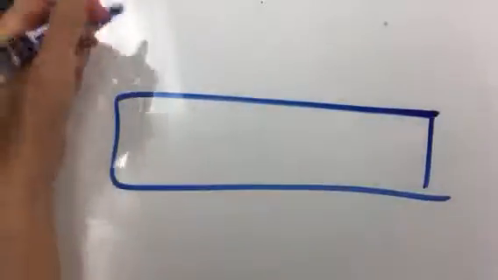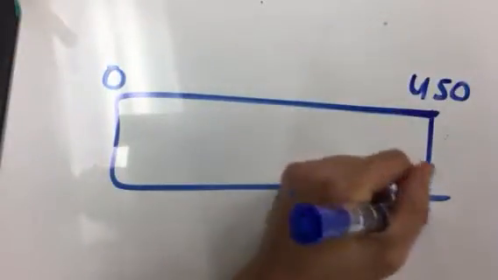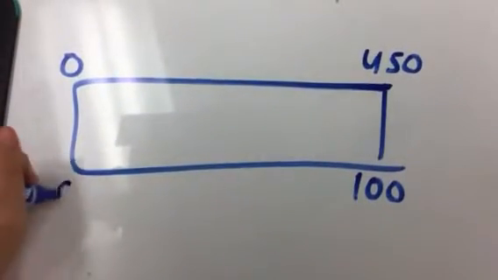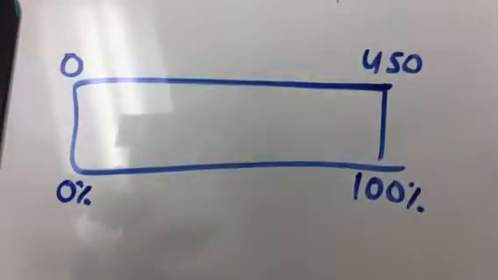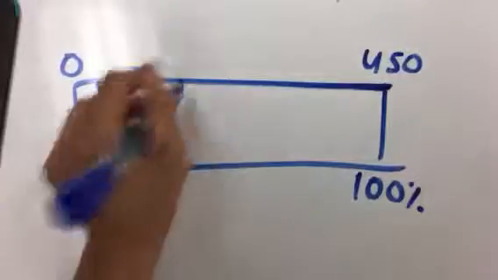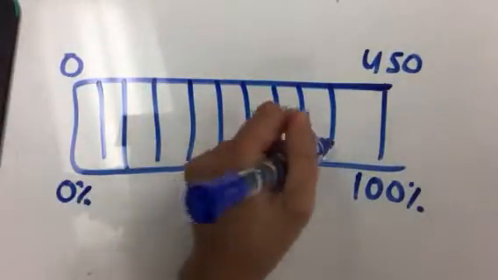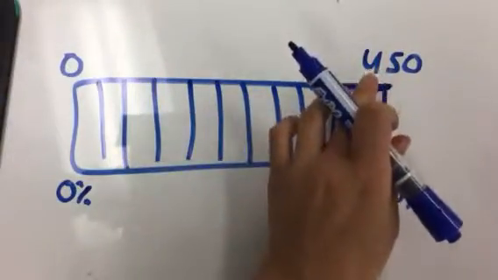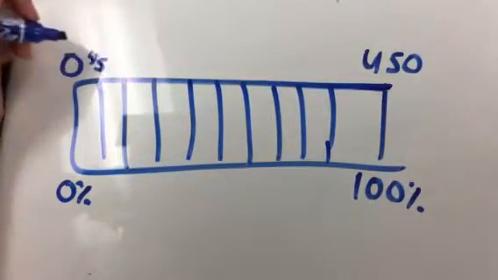The other way is to do it as a percent bar. I know my total was 450, which is 100%. Here, let me move this over just a bit. I know that this is 0%. And I still need to chop it up into equal parts. It's going to split up into 10 equal parts. So I need to figure out how much to count by. So 450 divided by 10 should be 45.